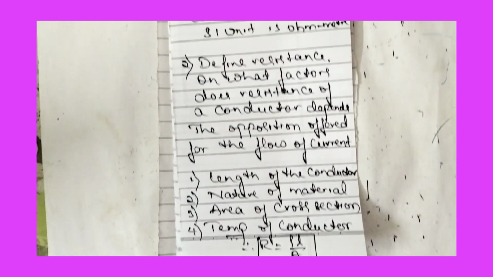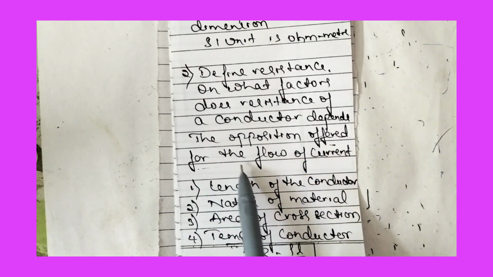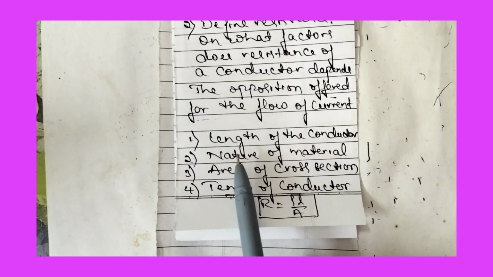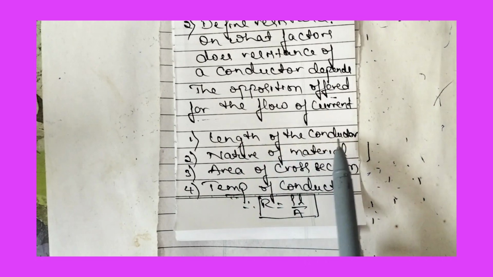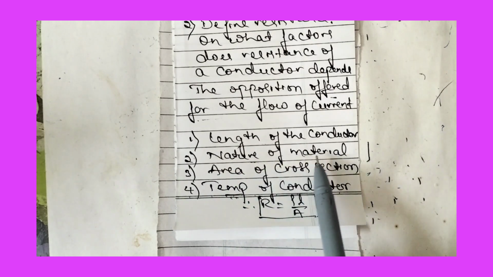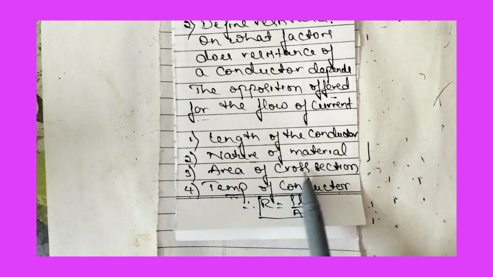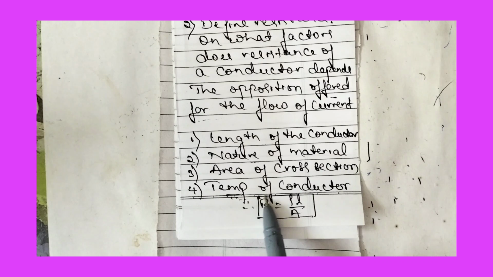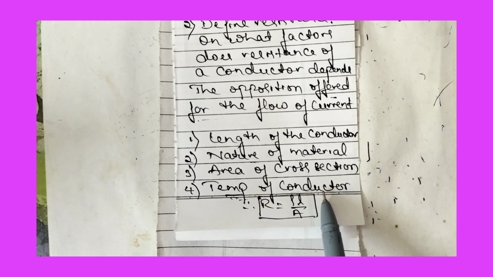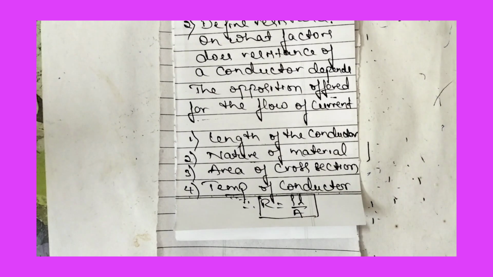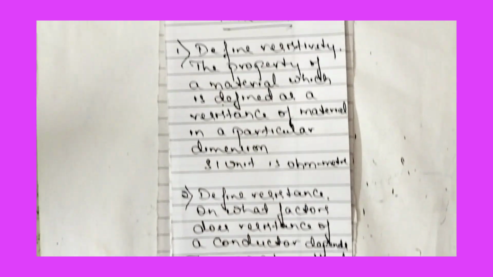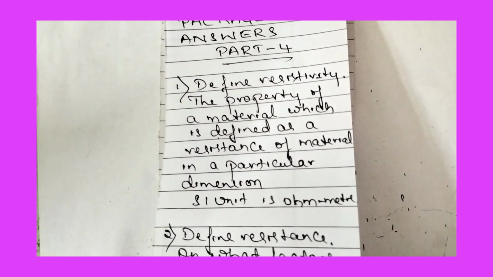So how to define resistance? The opposition offered for the flow of current. On what factor does the resistance of a conductor depend? It depends upon the length of the conductor, the nature of material, the area of cross section, and the temperature of the conductor. So R is equal to rho L by A. So this is how to define resistance and on what factors the resistance of a conductor depends.